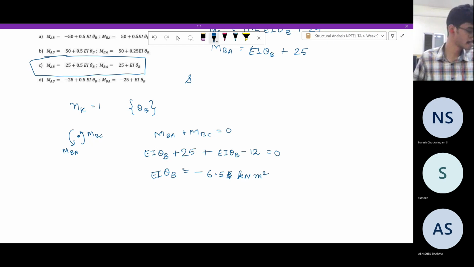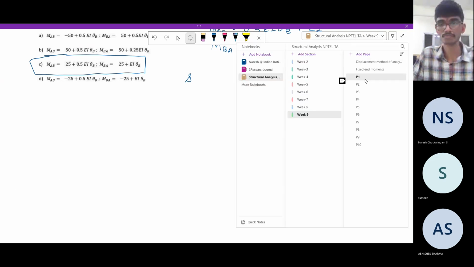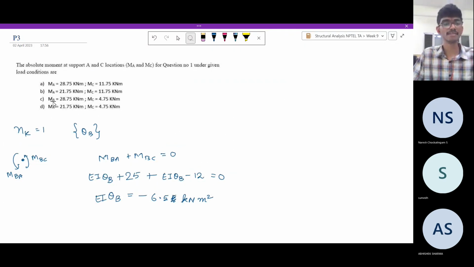After that, once you have determined it, what is the next step? So we have solved the problem basically. The problem has only one degree of freedom, and if we know that degree of freedom, then the complete configuration of the structure is known. So let me take this to the next. Now what they're asking is find the absolute moments at support A and C locations.